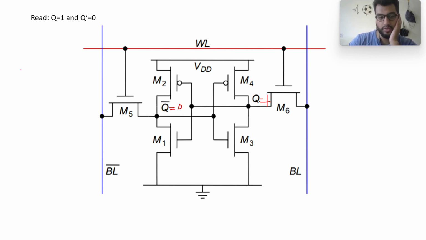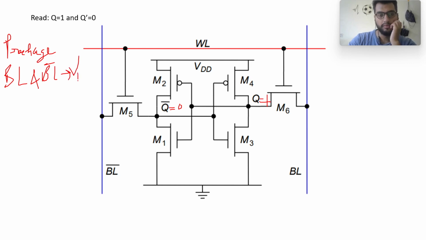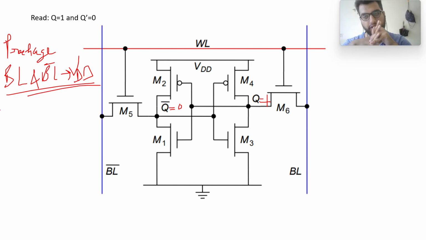What we'll do is precharge the bit line and bit line bar to VDD. So the bit line and bit line complement are charged to VDD. After that, what is done? The word line is asserted high. By asserting the word line high, I mean the word line is given as VDD.